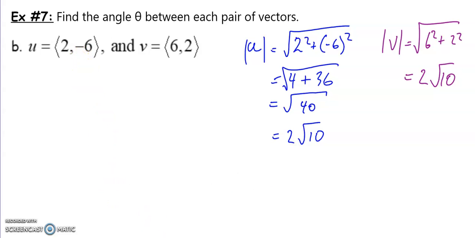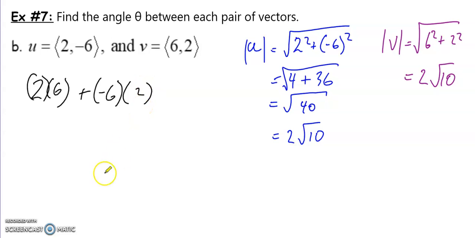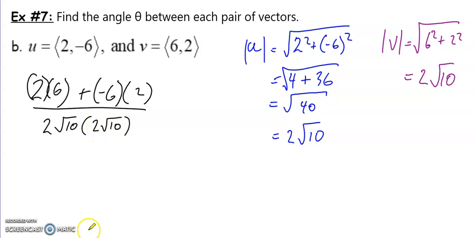So now let's do our dot product of u dot v. So that is going to be 2 times 6, first times first, plus second times second, over 2 radical 10 times 2 radical 10. So on top, I am going to have 12 minus 12. Wait a minute, 12 minus 12, that's 0. So 0 on top, and I don't care what I get on the bottom. It'll be 40 on the bottom, but that's 0.